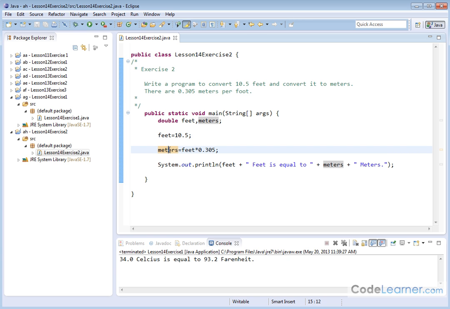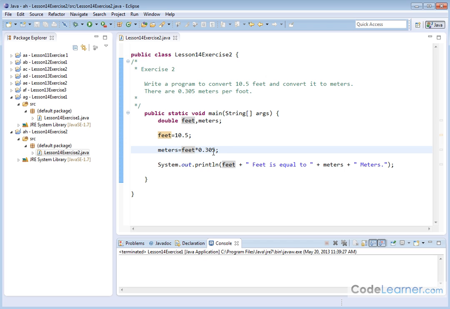The number of meters is going to be the number of feet times 0.305, because it says right here there are 0.305 meters per foot. So for every foot we have another 0.305 meters. So we're doing this multiplication.